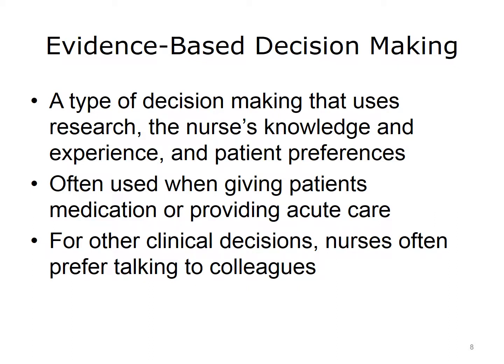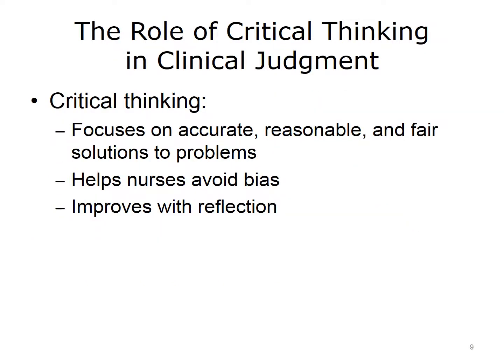For help with many clinical decisions, however, nurses prefer talking to nursing colleagues or other healthcare professionals. To make effective decisions, nurses must think about a problem thoroughly and try to find an accurate, reasonable, and fair solution. This type of thinking is called critical thinking. One of the goals of critical thinking is to avoid biases, stereotypes, and prejudices.